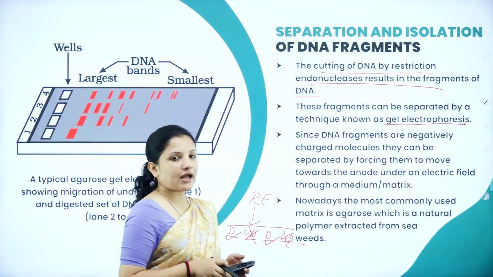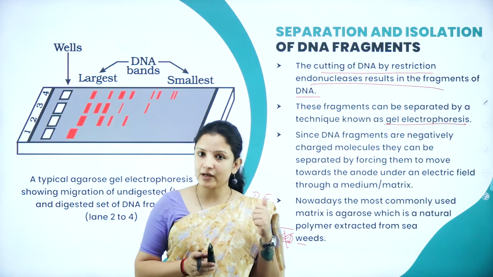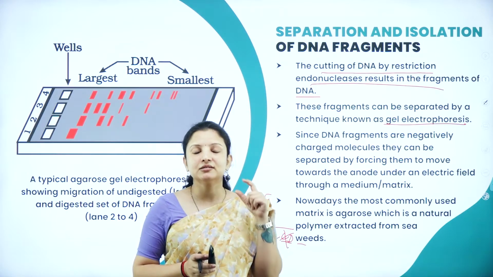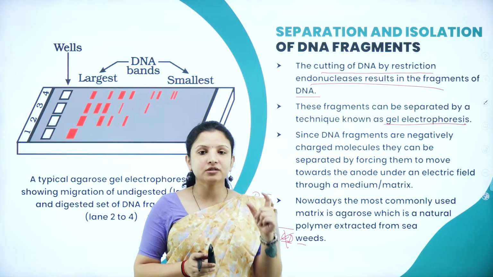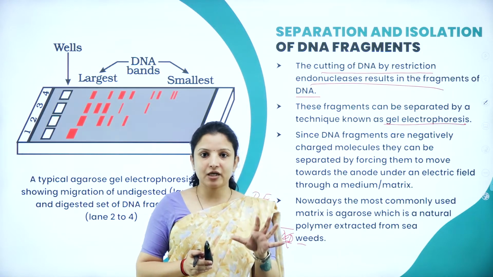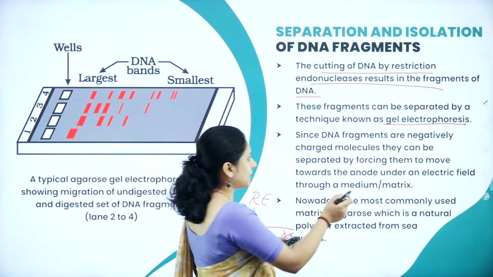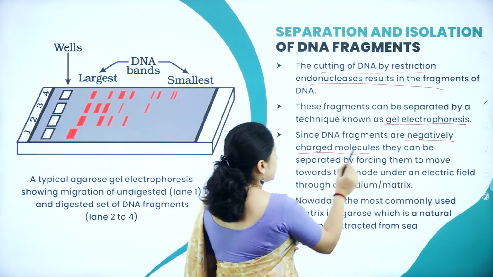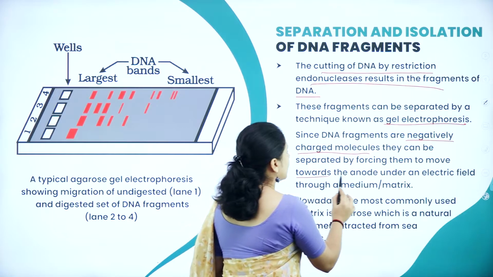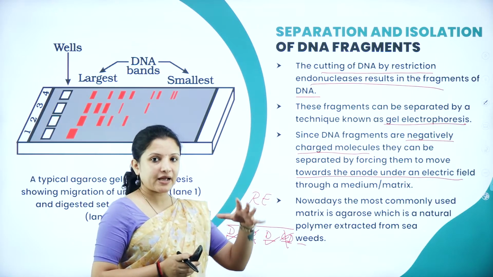Since the DNA fragments are negatively charged, as you have studied in the molecular basis of inheritance chapter, the backbone of DNA is made up of phosphates, which are negatively charged, right? Therefore, since the DNA fragments are negatively charged molecules, they can be separated by allowing them to move towards the anode under an electric field. The positive charge will be applied in the electric field.